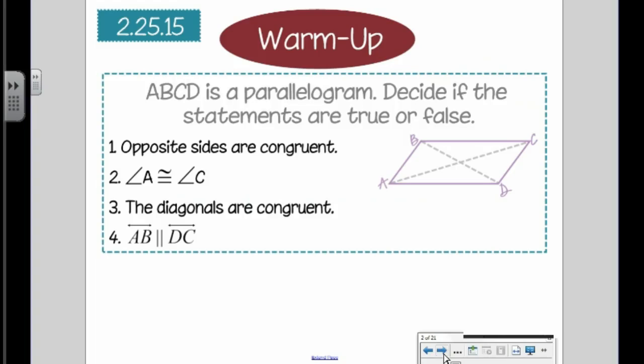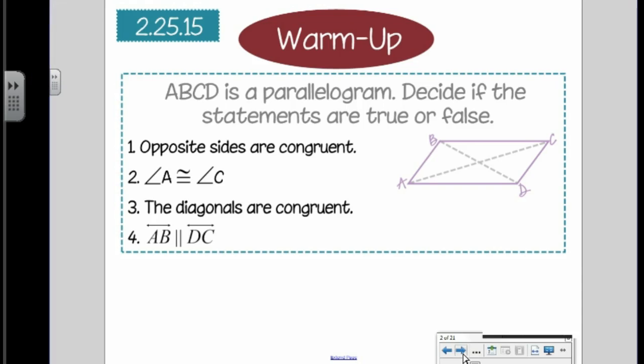So you are going to use your prior knowledge about parallelograms, what you've already learned in prior grades, to decide whether these statements are true or false. We are starting a new unit today. The unit is called quadrilaterals. So we're shifting from three-sided figures, triangles, to four-sided figures, quadrilaterals.